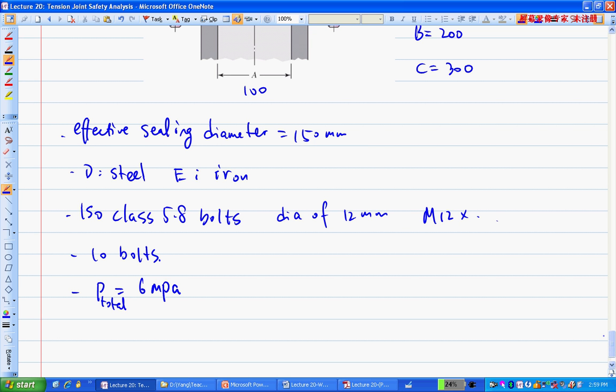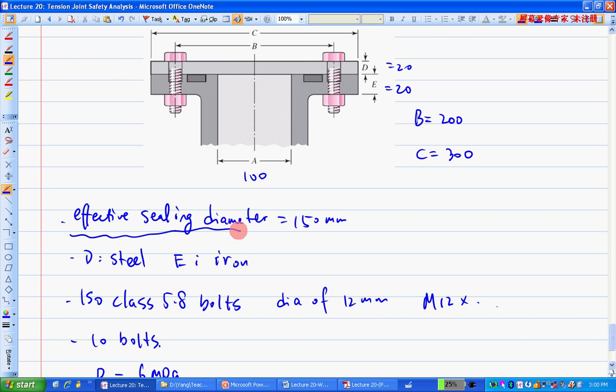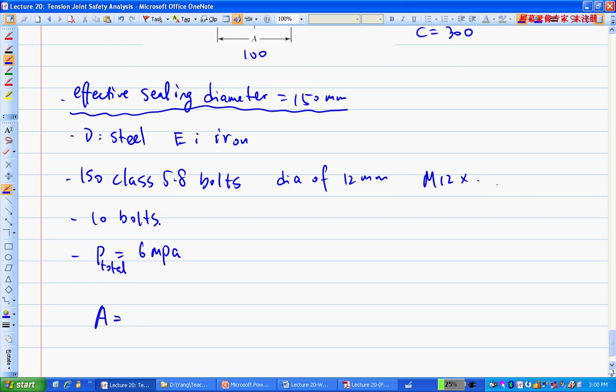First, we need to obtain the capital P on one individual bolt. So we need to use the effective sealing diameter. Some of the diameters, this A, B, C, are not necessary. If they're given there, they're just trying to confuse you. The effective sealing diameter gives us the effective sealing area, A equals pi d squared over 4, with d equal to 150. That's how you calculate the effective area.